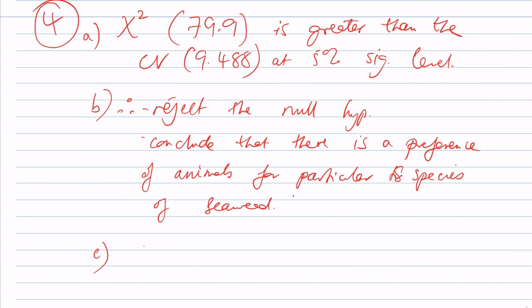However, we accept that there is a 5% probability of being in error about this conclusion. And that's chi-squared.